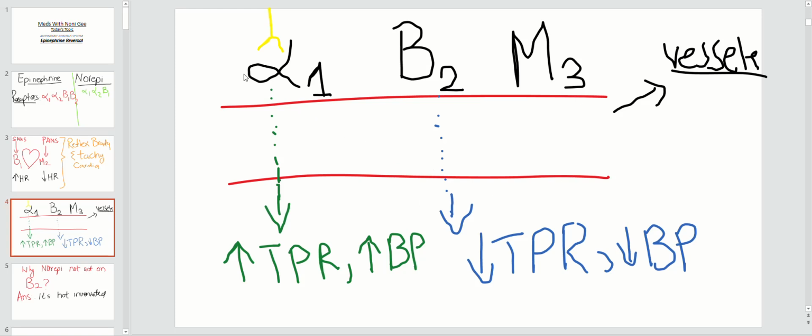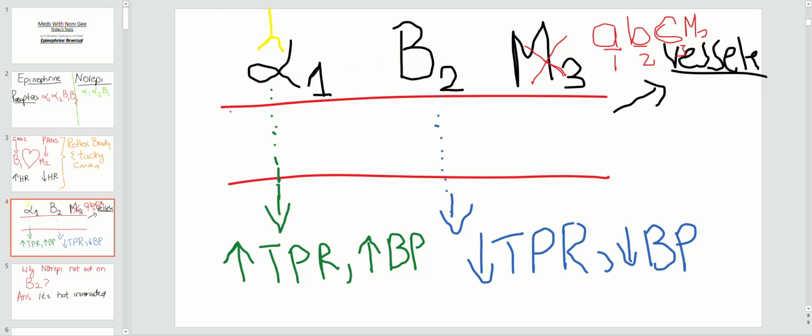Now on the vessels, you have three receptors: alpha 1, beta 2, M3. I have given a mnemonic so that you can remember A, B, C. A for alpha, B for beta, so alpha 1, beta 2, and by C you can remember that it is M3, and 3 is your letter C. In this session, I'm not talking about the muscarinic or cholinergic receptor. I'm just focusing on the alpha 1, alpha 2 receptor.